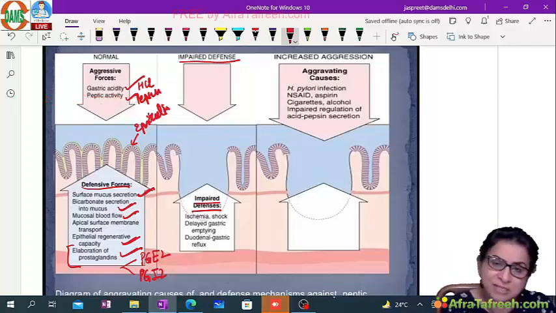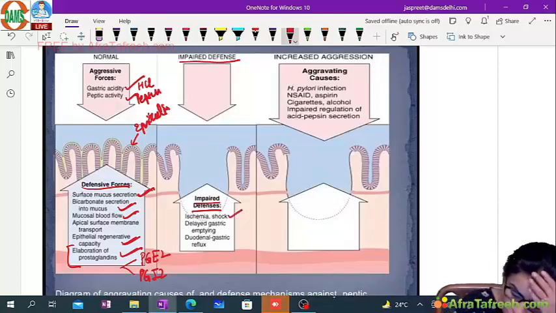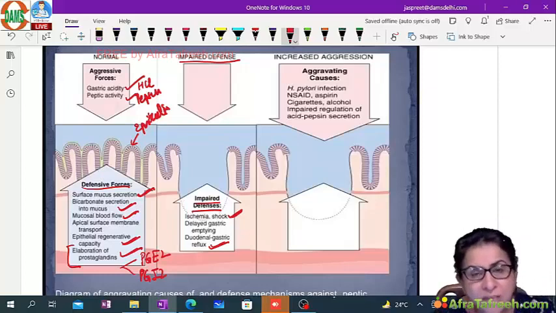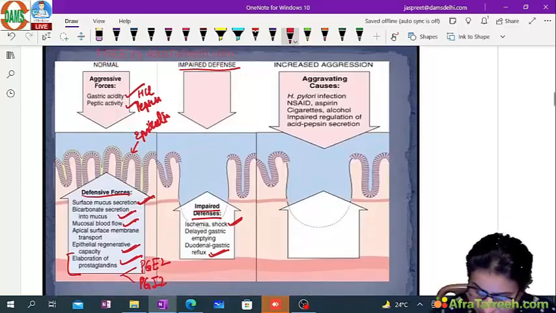If enough blood doesn't enter the mucosa, toxins are not washed away and the mucosa will not be able to regenerate. Even prostaglandins will not be able to be produced. Second, shock. Again, in shock there is ischemia, delayed gastric emptying, and duodenal gastric reflux. If duodenal contents are coming into the stomach, then also, so all these are impaired defenses.